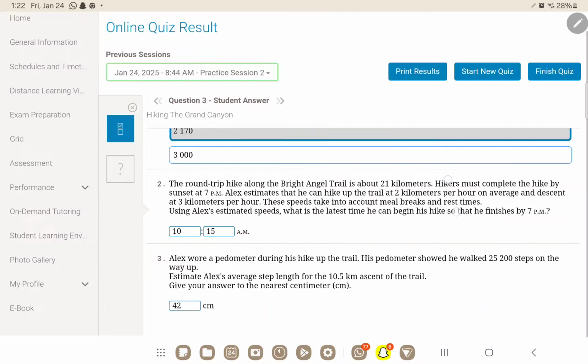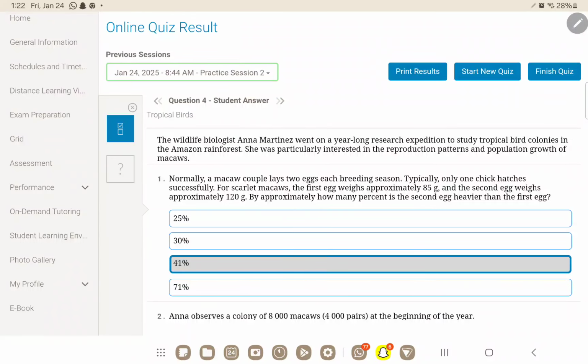Okay, now let's move on. The wildlife biologist Anna Martinez went on a year-long research expedition to study tropical bird colonies in the Amazon rainforest. She was particularly interested in the reproduction patterns and population growth of the macaws. Normally, a macaw couple lay 2 eggs in the breeding season. Typically, only 1 chick hatches successfully, and the first egg weighs approximately 85 and the second weighs approximately 120. By how much percent is the second egg heavier than the first?